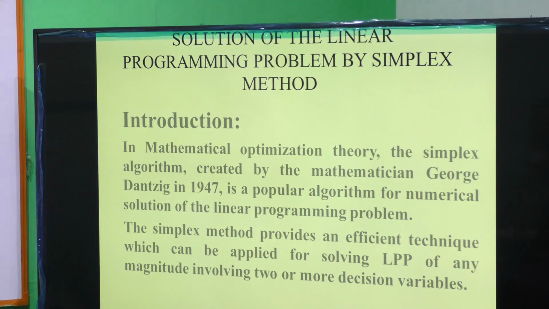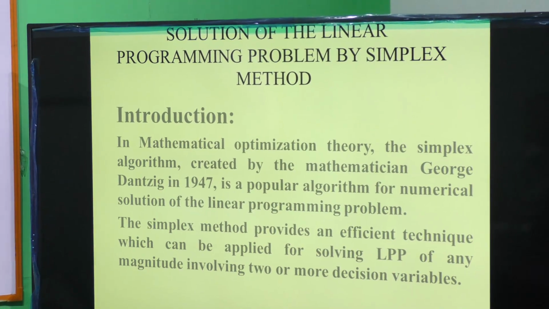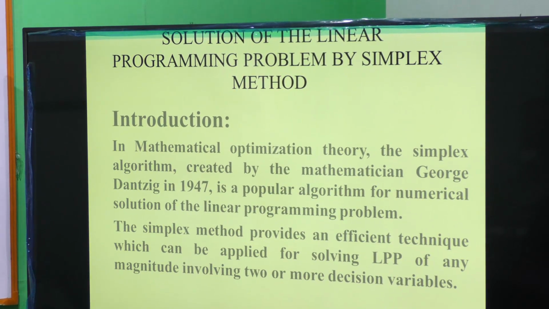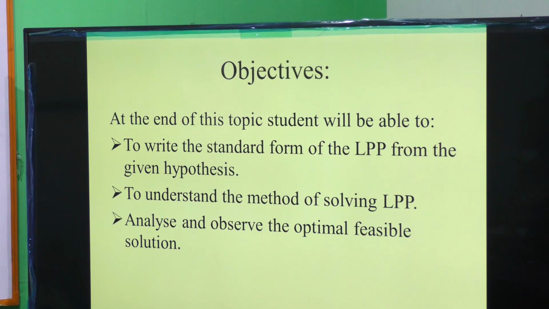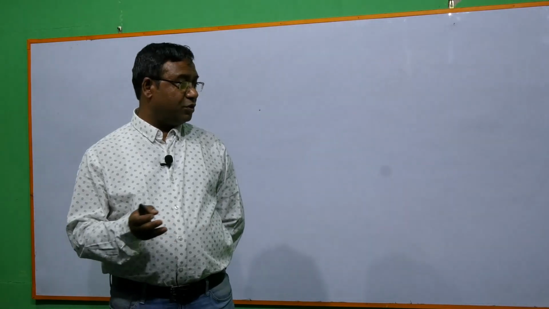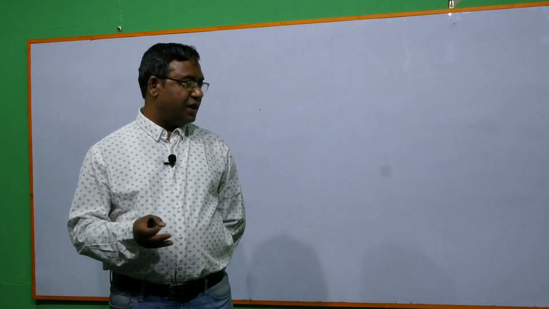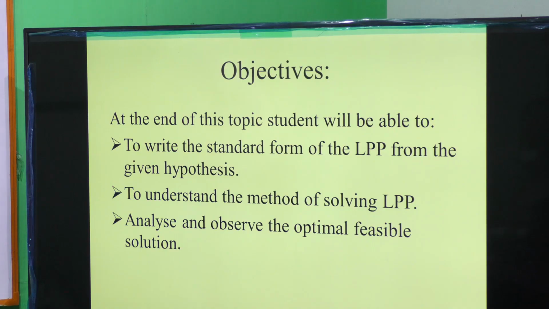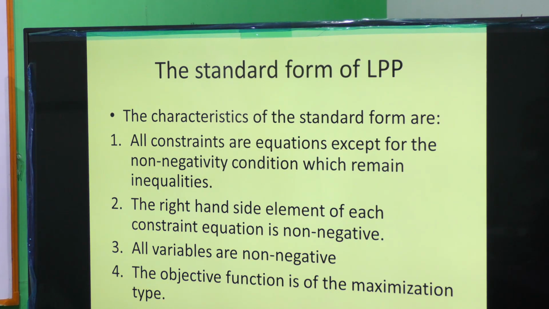So today's lecture is solution of LPP by simplex method. At the end of today's topic, you will be able to understand the standard form of the LPP from the given hypothesis. Then next you try to understand the method of solving LPP, then analyze and observe the optimal feasible solution. So what is the standard form of LPP?